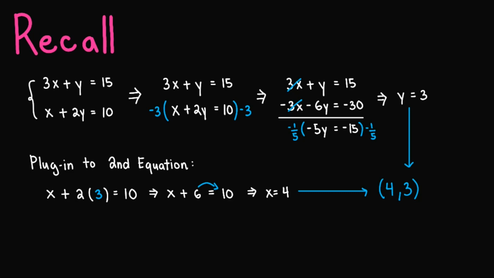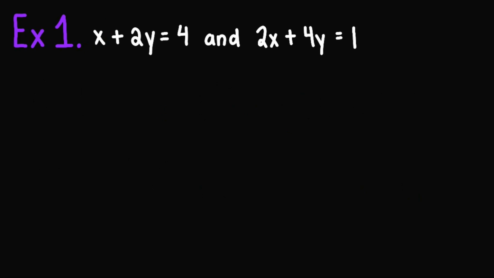Now let's try out more examples applying this method. So let's have this first one. We have x plus 2y equals 4 and 2x plus 4y equals 1. Before we start, feel free to pause the video so that you may try this one first on your own. So let's start.